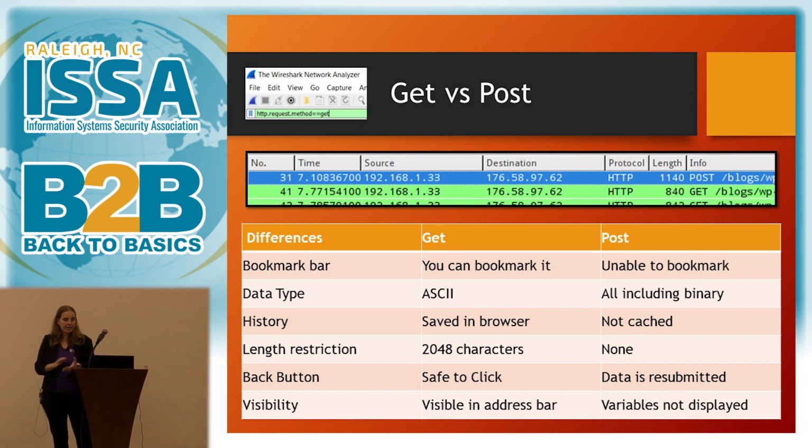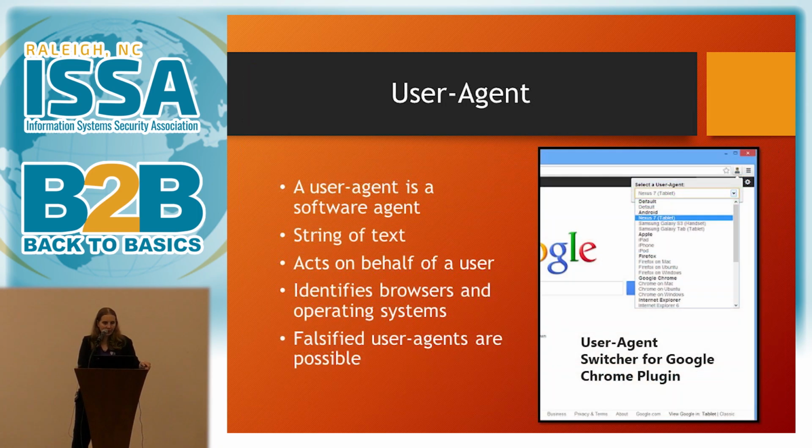It's like, hey, if you're a GET, I can save you. I can click on it. It's visible in the address bar. But if you're a POST, I don't want to see any of that. I don't want people to have access to it because it contains information I care about.